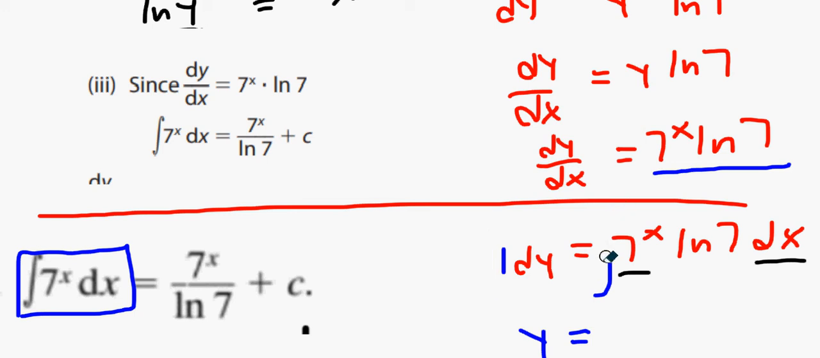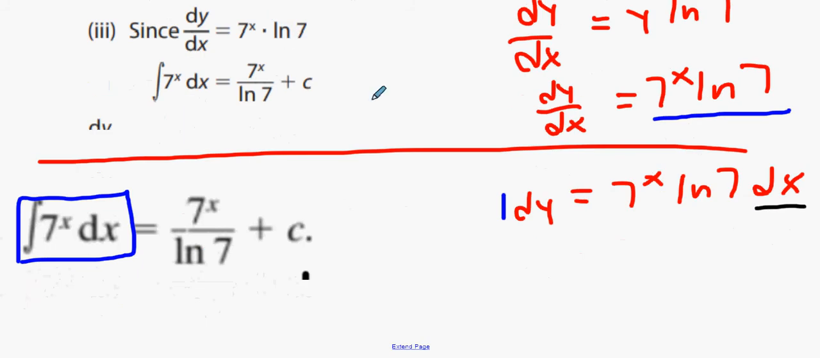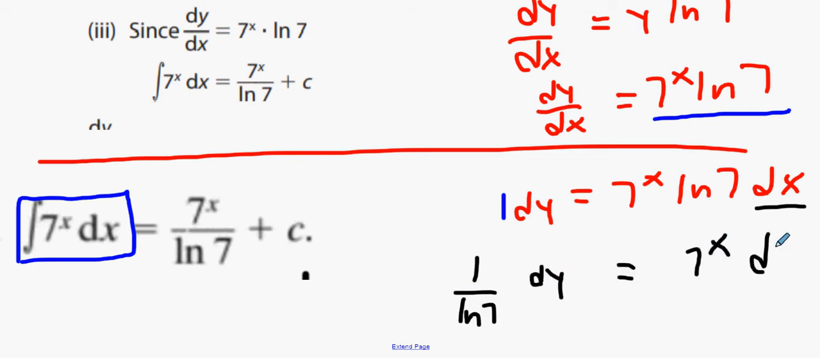Now, what I should have done, maybe just before I integrated, was this. Divide both sides by ln 7. And what happens then? What happens if I divide both sides by ln 7? Yeah, I get 1 over ln 7 times dy, and then I get 7 to the x dx on its own on the right hand side. Is that okay?